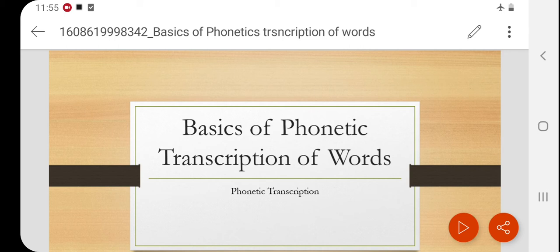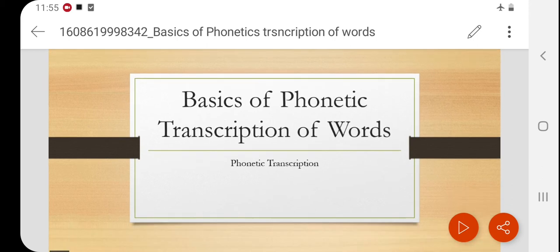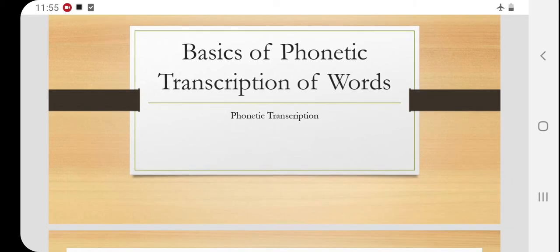First of all, phonetics, as everyone knows, is the scientific study of human speech sounds. How do we produce words, how the pronunciation of a word is specified, what alphabets are included in a specific sound of a word, and what alphabets are excluded.